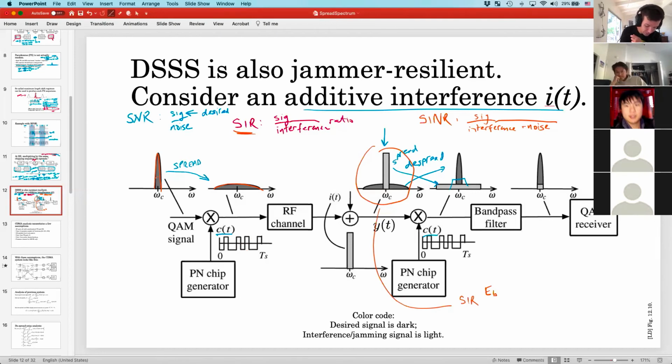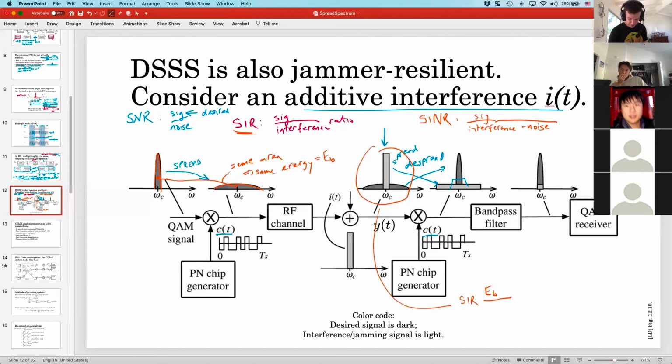These two have the same area. And if we're talking about power spectral density or energy spectral density, that means they have the same energy or power, depending on which one you're talking about. Okay, and we're just going to call that E sub B.